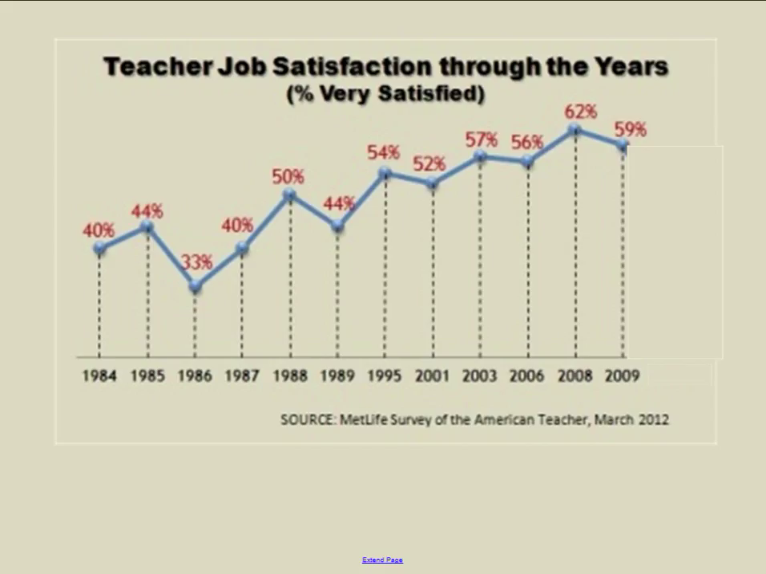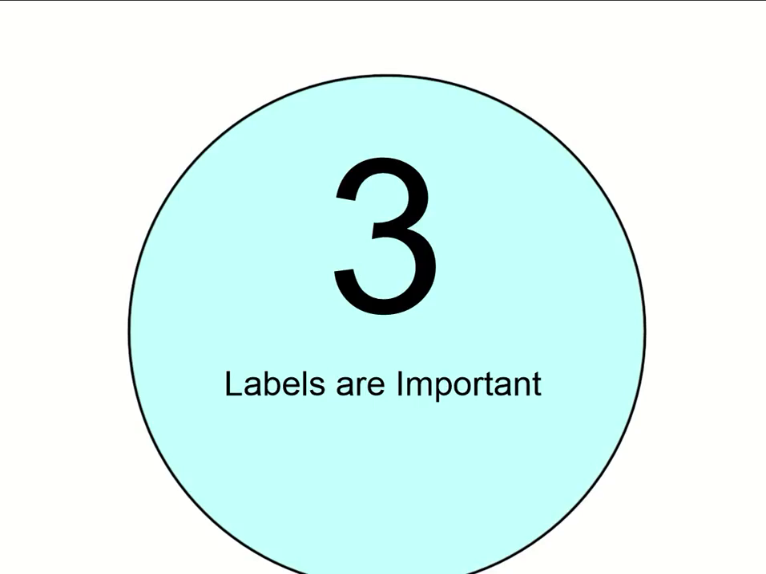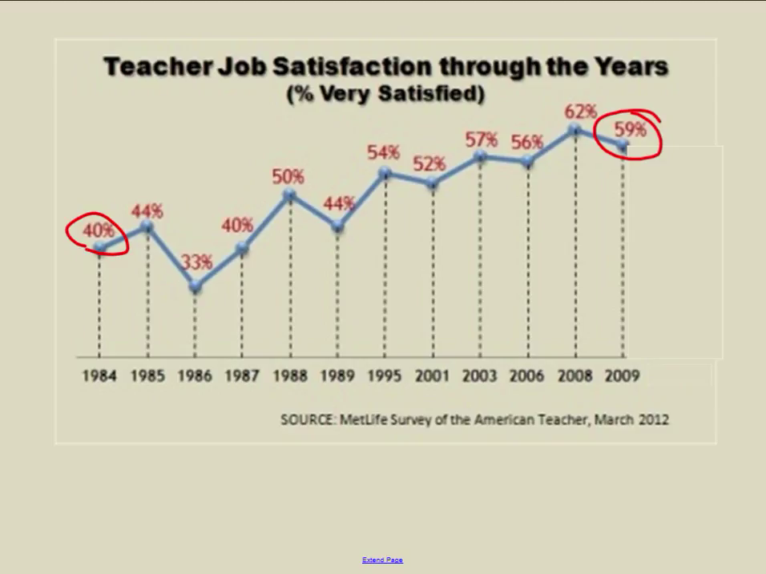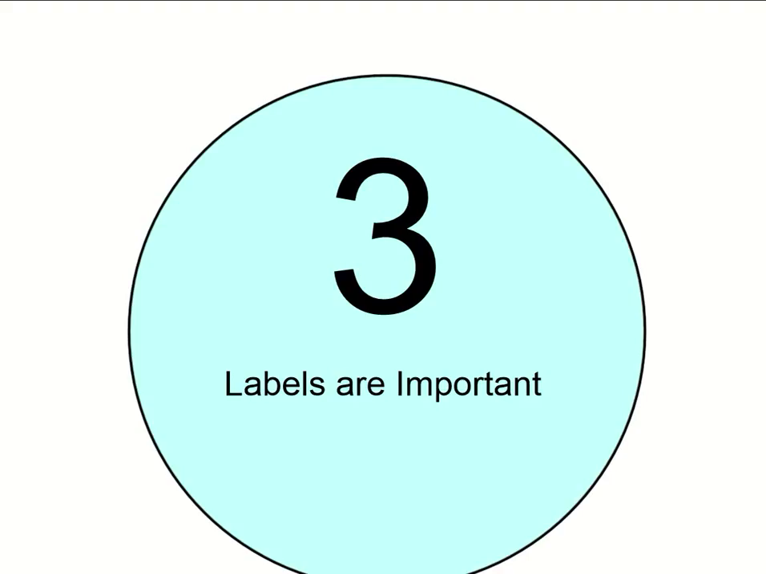And so here we have teacher job satisfaction over the years. Well, once again, our graph really isn't starting at 0. We've got 40% here, 59% here. So it looks like maybe teachers really are way more satisfied with their jobs in 2009 than they were in 1984, but really it's not all that different. So one thing to pay attention to too is the labels as you're graphing.